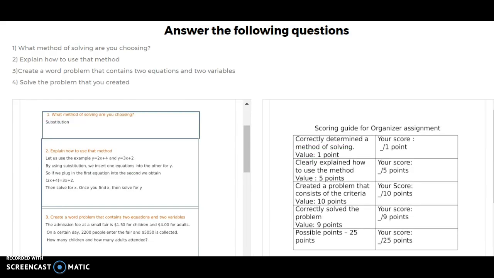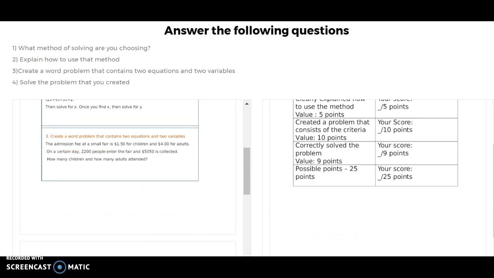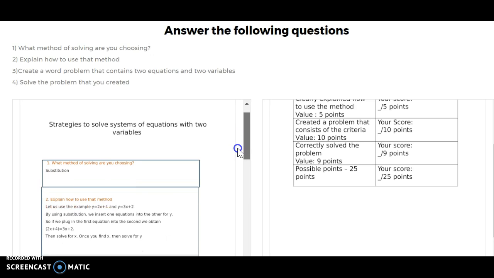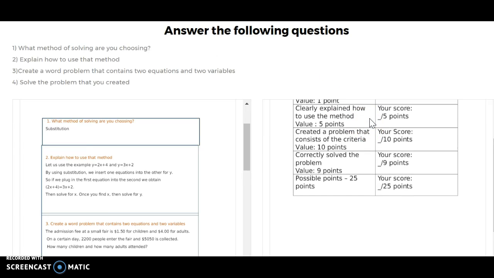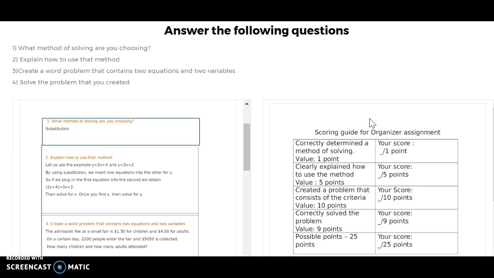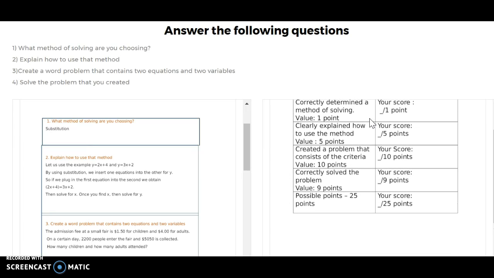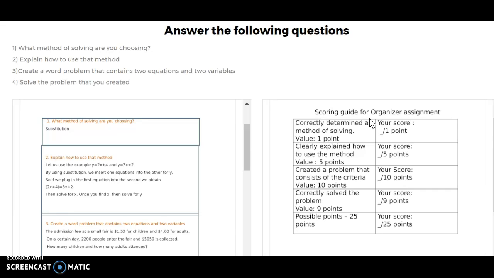The next page on the unit plan is our graphic organizer lesson. So I created a graphic organizer for the students to follow along, and they have to answer the 4 questions up top of what method of solving are they choosing, explaining how to use that method, creating a word problem that contains two equations and 2 variables, and having to solve the problem they created. On the right side is a scoring guide for the organizer assignment. The maximum score is 25 points based on 4 criteria.